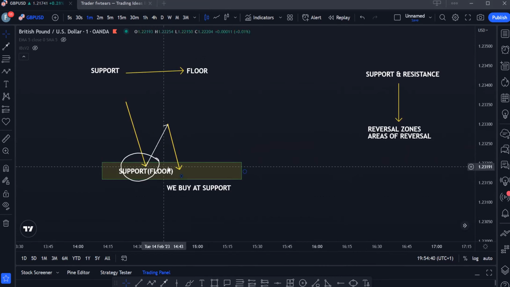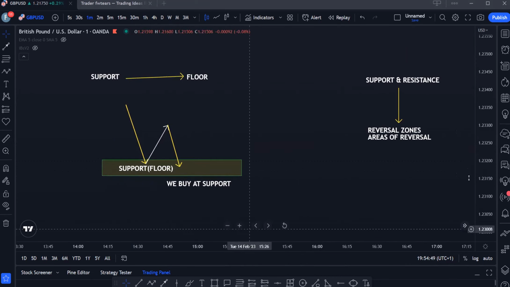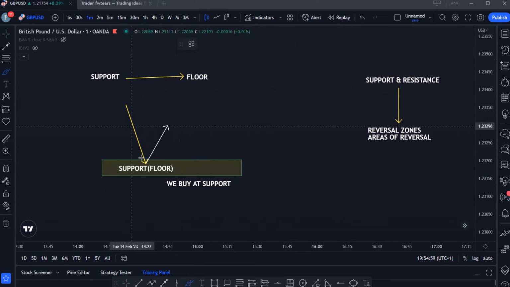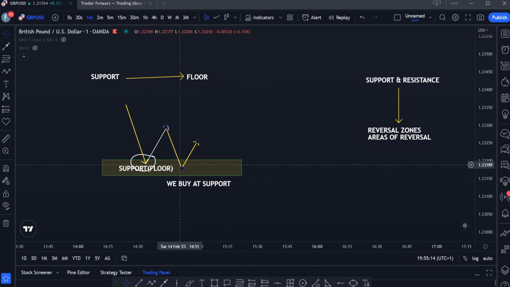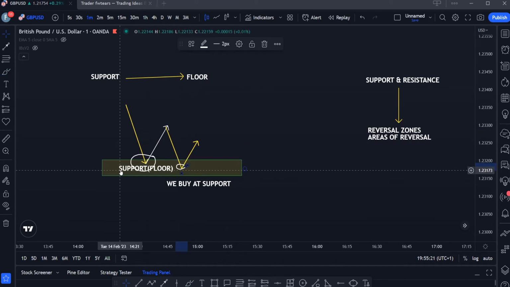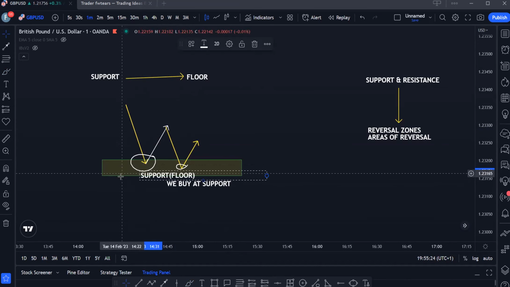Okay, so in validating a support, you want to wait for 2 touches of that support zone. So over here now, this is 1 touch. Price came here and then reversed. This is 1 touch. So you want to wait for price to come back into this zone again and then do the same reversal. Once you see 1 touch, 2 touches, it has given you a validation that possibly this is a support zone that you should take trade.